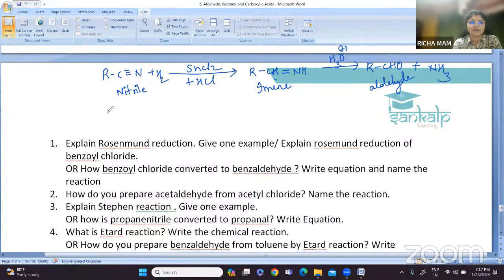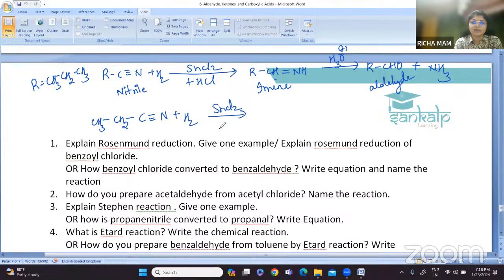What example can you give? I'll take R equals a propane group. So this will be CH3, CH2, then C triple bond N plus H2 in the presence of tin chloride plus hydrochloric acid. It is converted to CH3, CH2, CH double bond NH. This further undergoes hydrolysis to give CH3, CH2, CHO plus NH3.